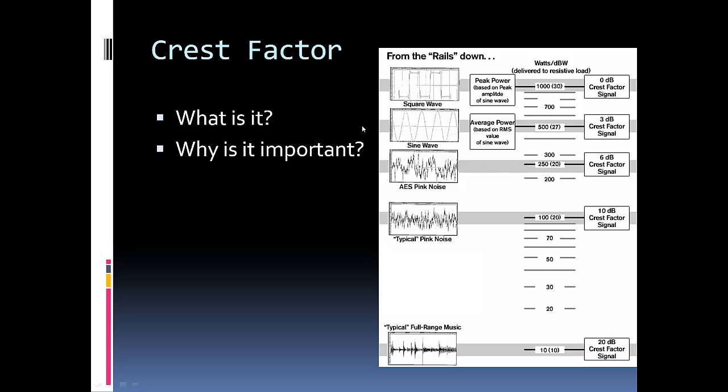Moving down kind of in the middle, to look at a couple different signals with different crest factors. Here a sine wave, standard sine wave that we all know and love, has a crest factor of 3 dB. That's the difference between the average level of a sine wave and the peak level. AES pink noise, which is a special kind of pink noise, is specially calibrated with a 6 dB crest factor. And then there's typical pink noise, which may be generated by a special tone generator or something like that that just says pink noise output. That'll generally be about 10 dB of crest factor. But again, AES pink noise is a special kind of pink noise with a 6 dB crest factor between the peak and the average of that signal level. So that's just something to be aware of.